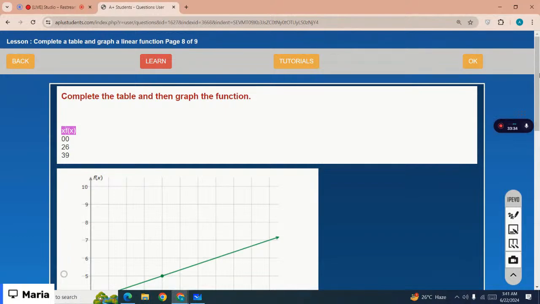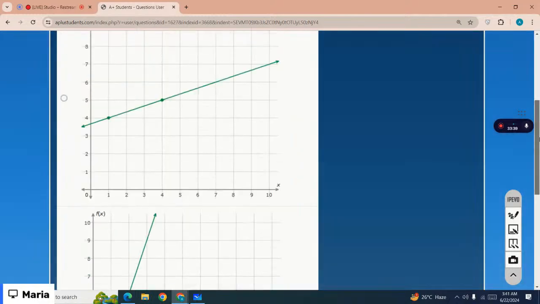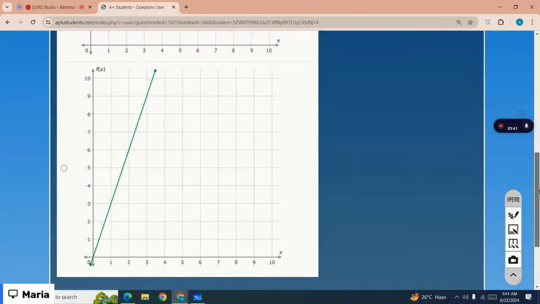Complete the table and then graph the function. 0, 0; 2, 6; 3, 9. So which is the correct option? The correct option. That's the second one, right? Option number two is the correct option.